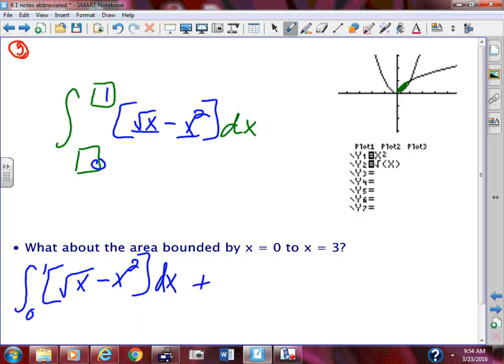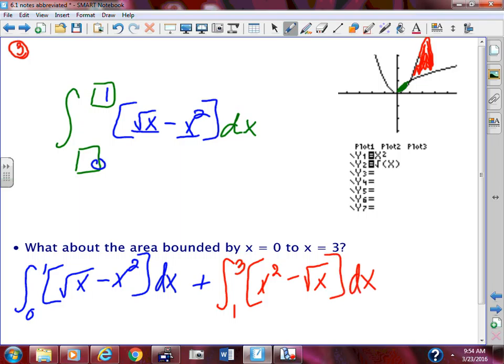But I'm going to need to add to that another integral. And when I'm adding, I'm going, here's 1, 2, 3. So I'm actually looking at extending this graph out. I'm actually trying to find that area also. All right, what would the bounds be for that one? 1 to 3. And what's the upper function? X squared minus square root x. And add those two together, and that should give you your answer there. Any questions? All right, I'm going to be quiet.